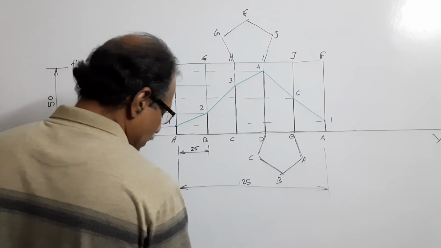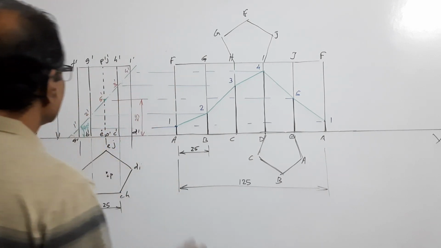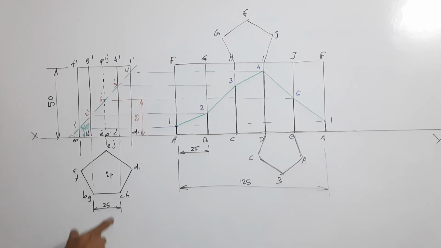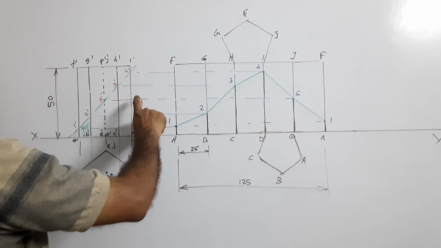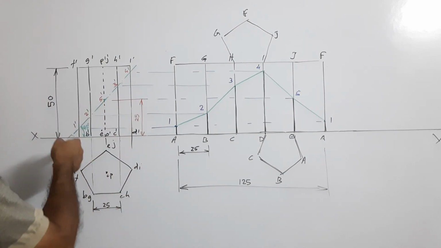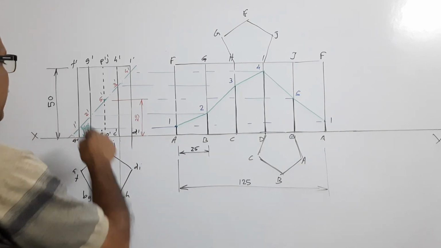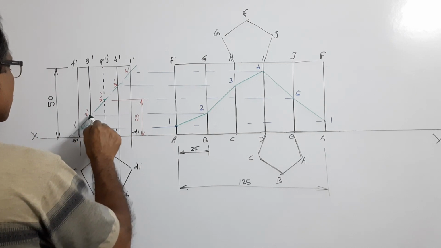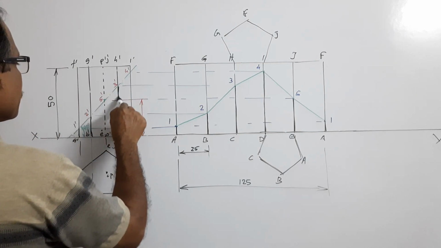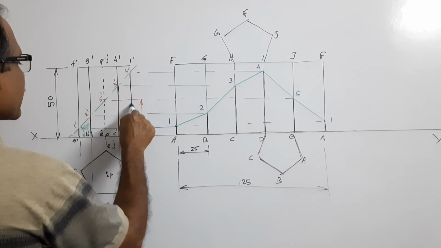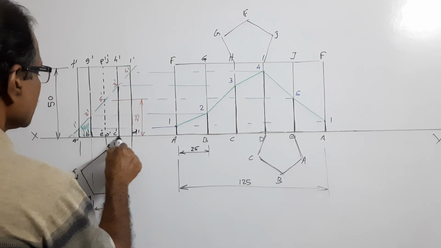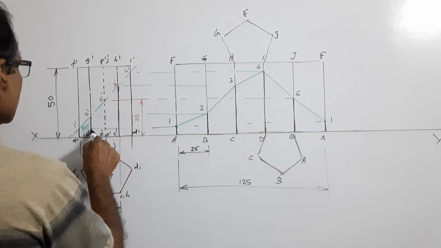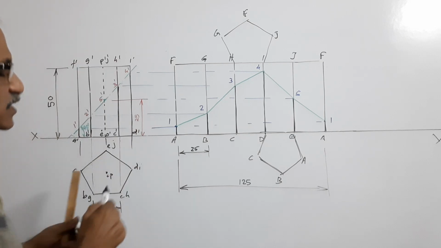This completes the solution. I have marked all the dimensions: 25 mm side, 50 mm axis, the cutting plane passes through 25 mm above the base, and the cutting plane measures 45 degrees to HP. Here also, the portion below the cutting plane can be darkened, indicating that after cutting the top piece is removed.